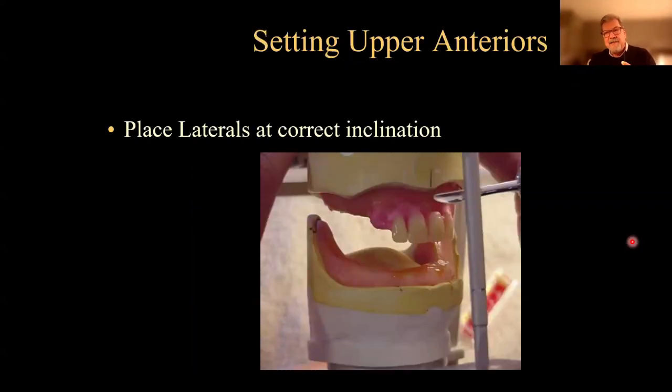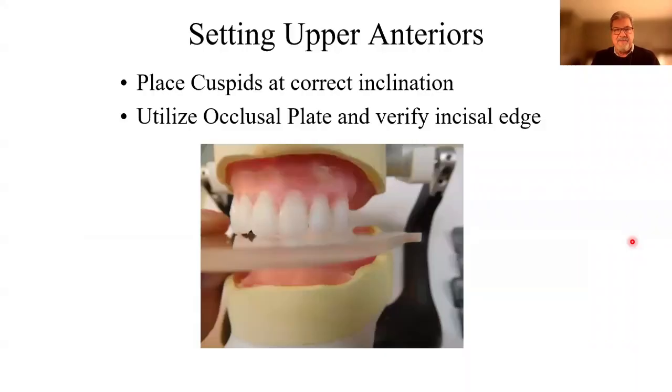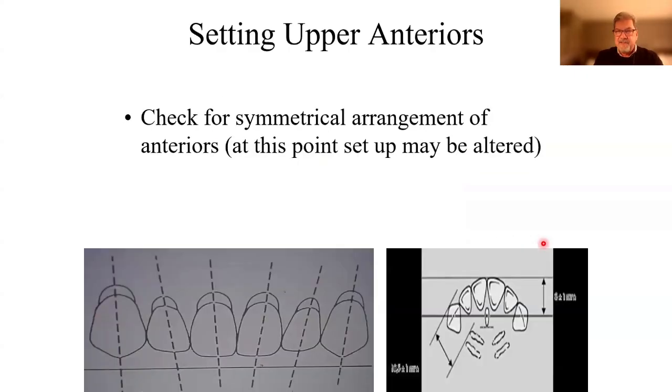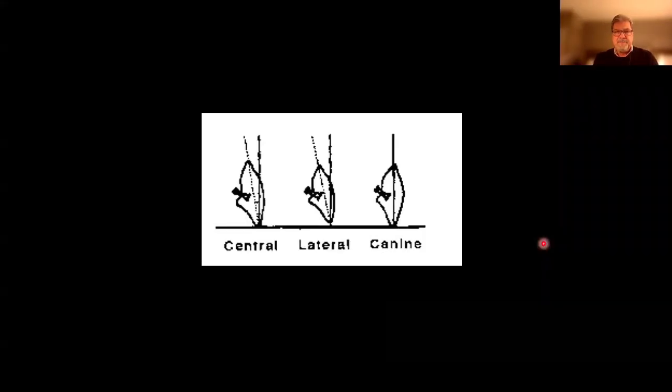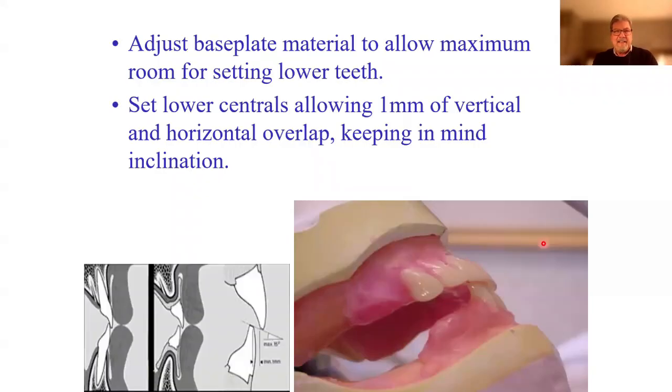And at this point, I want to get my occlusal plate. I'm going to utilize this occlusal plate to verify the incisal edge. It's a clear occlusal plate that I use. You can see the reflection. I want the centrals and the cuspids touching the plate. I want the laterals 1 millimeter off the plate. I'm going to check for symmetry of the arrangement here. If I want to make a bolder arrangement or softer arrangement, I can do that at this point. So there's a central and canine touching the occlusal plate. And then I'm ready to set my lowers.